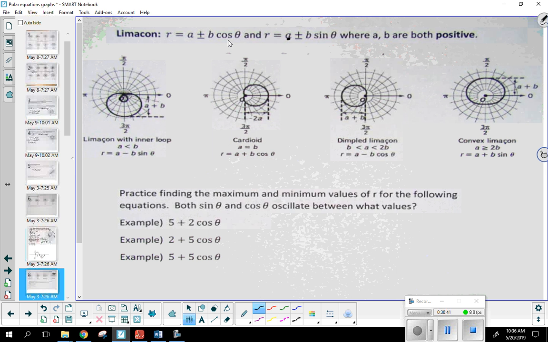Okay, now there are 4 different types of limacons. Depending on how the two values relate to each other, that's going to tell you what type of graph you're going to get. You're either going to have a limacon with an inner loop, so it loops back into itself, a cardioid, which is what we call the heart-shaped graph, a dimpled limacon, and then a convex limacon. At first glance, you're probably not noticing a whole lot of difference between the cardioid and the dimpled limacon, but there is a difference in how you graph it.